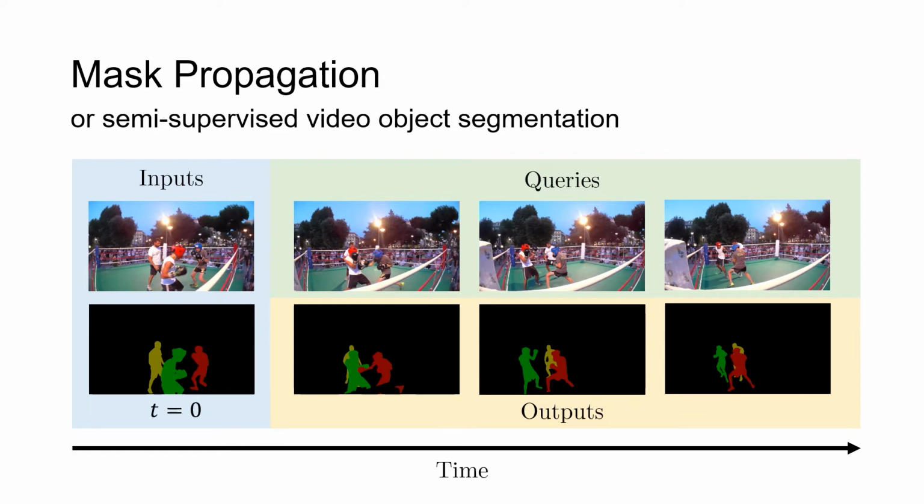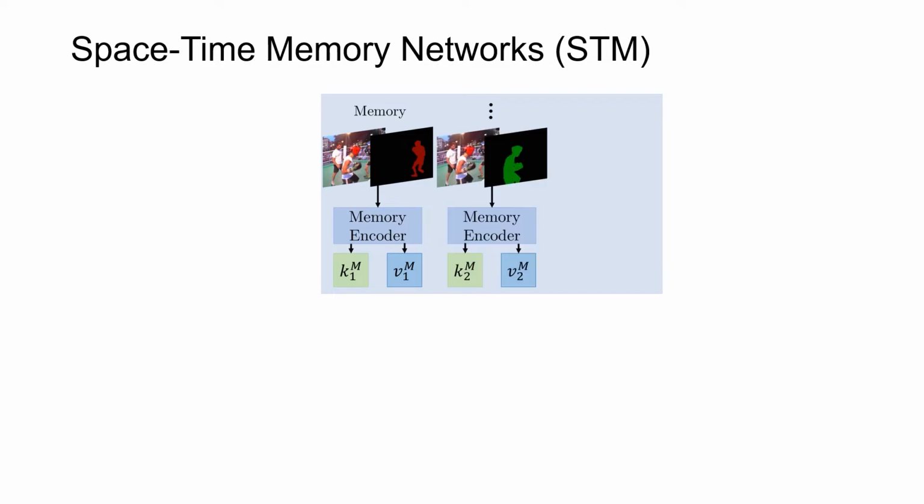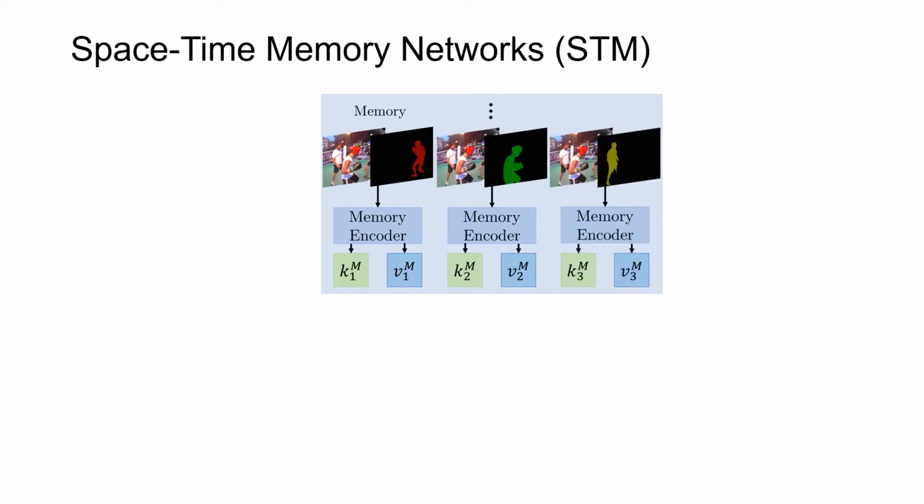One of the most popular approaches is space-time memory networks, STM, which utilize space-time memory reading. First, we will look at its mechanism. Each object in the memory frame passes through the memory encoder once. A key and a value is generated as the output of the encoder. The same goes for the second object and the third.